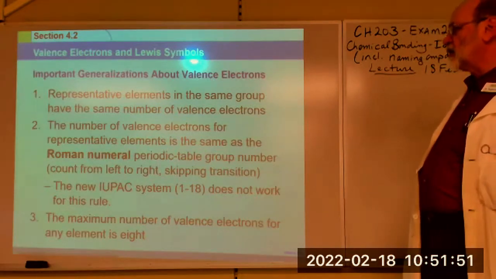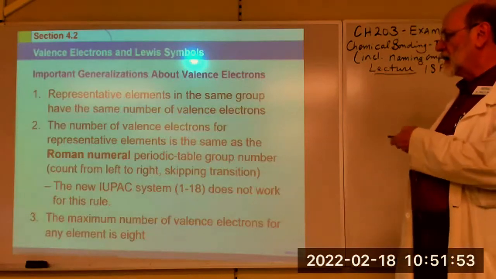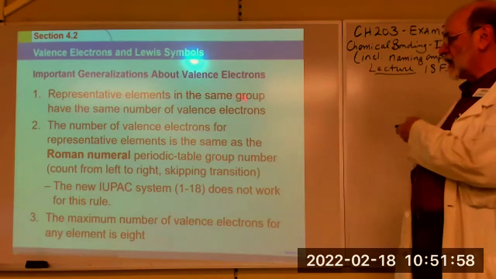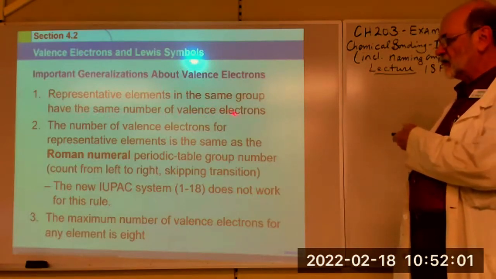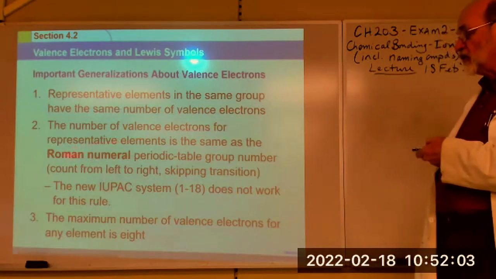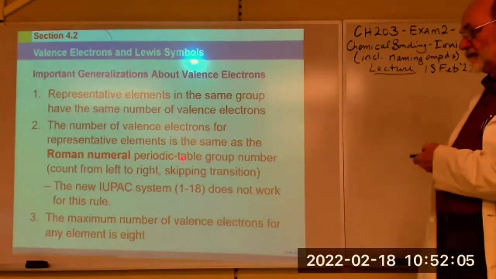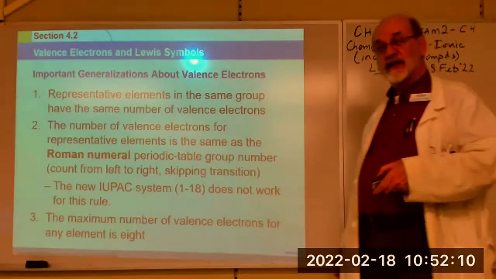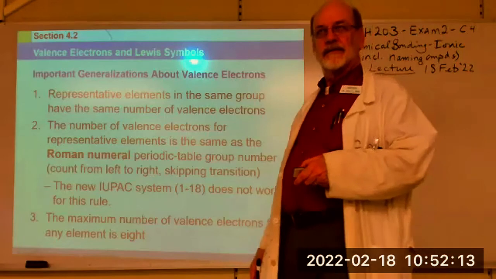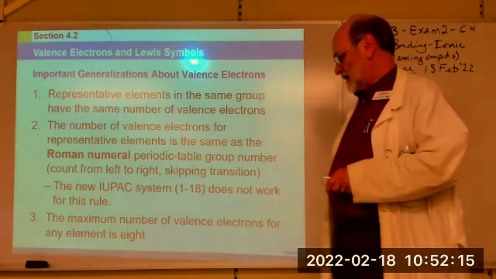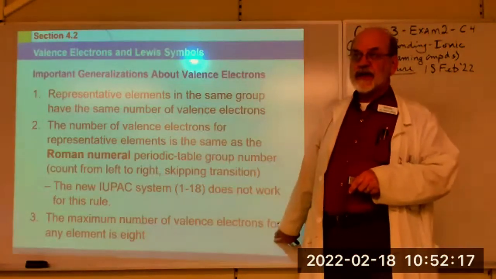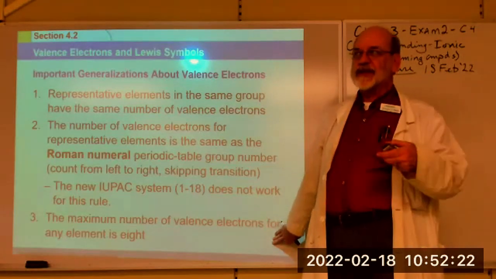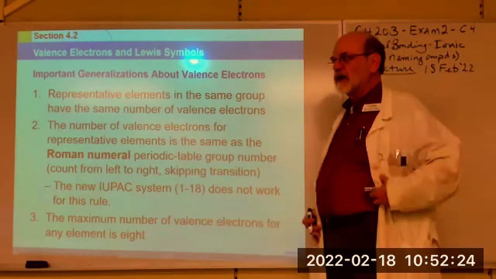I think I've covered all these points. If you're in the same group, then all of your neighbors in that group have the same number of valence electrons, and they're equal to that Roman numeral in number. And the maximum number of valence electrons you can have is 8, with qualification, because that's only good for discussing representative elements. It works a large part of the time.